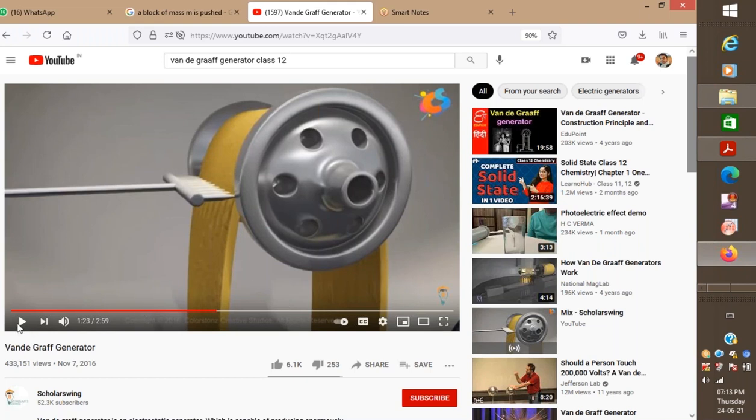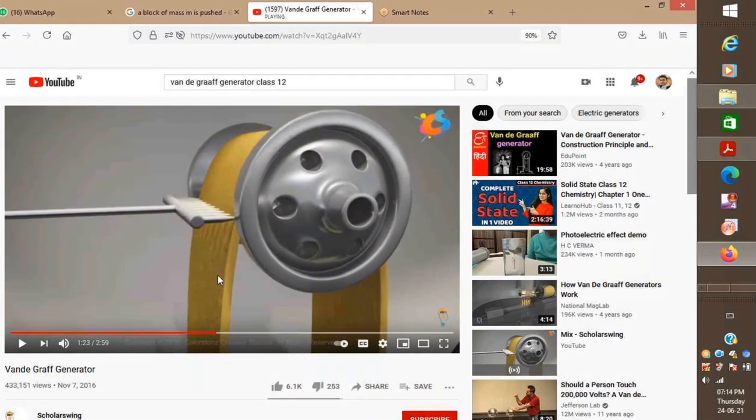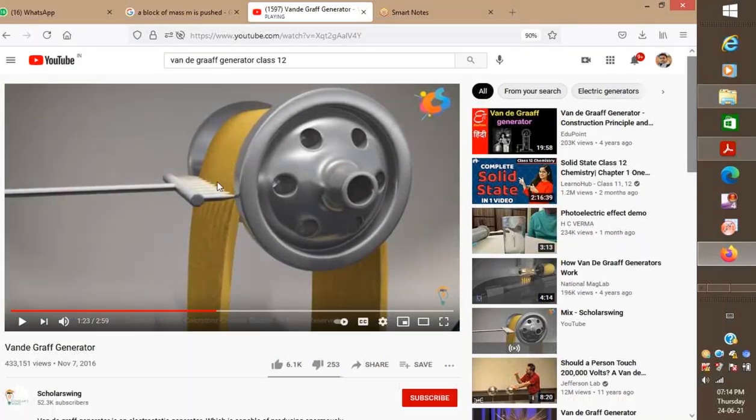See this yellow one. You can see this is the belt, and this is the upper part inside the spherical cell. When the charges come with this belt, here they will stick to this other metal brass, which is a kind of metal comb, and it is connected to the outer sphere. That's how the charge goes to the outer sphere.